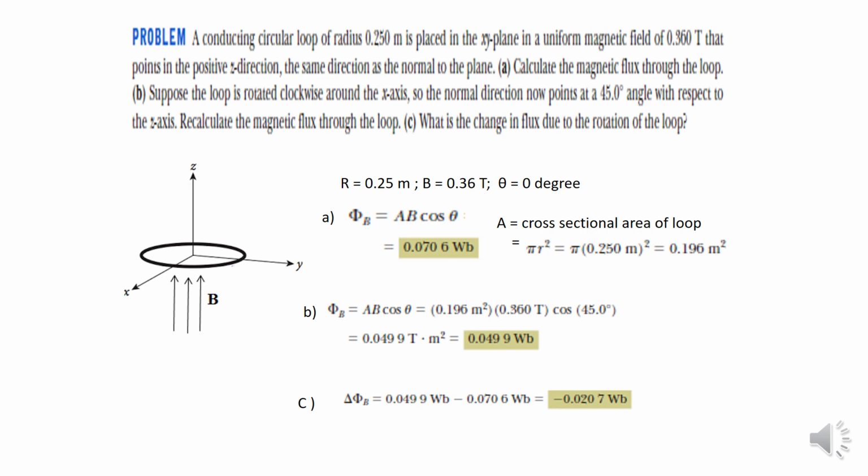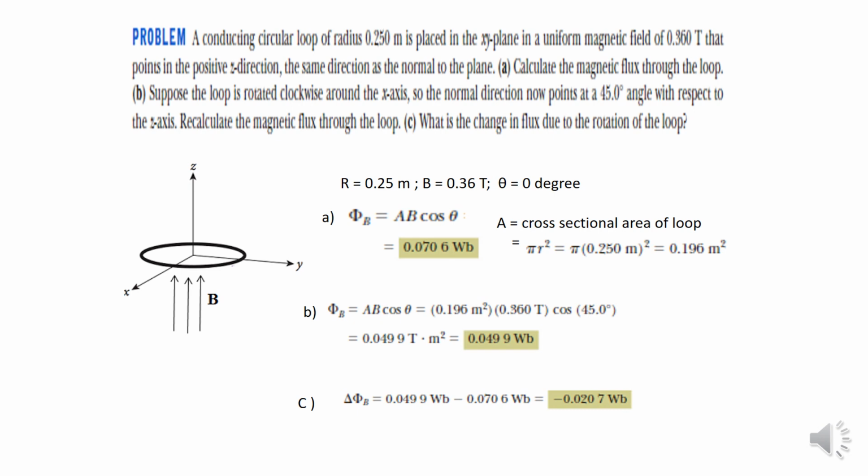Let's go through one example. A conducting circular loop of radius 0.25 meter is placed in the xy plane in a uniform magnetic field of 0.36 Tesla that points in the positive z direction. So this is the circular loop that lies along the xy plane, and the magnetic field is directed along the positive z direction. The question is to calculate the magnetic flux through the loop.